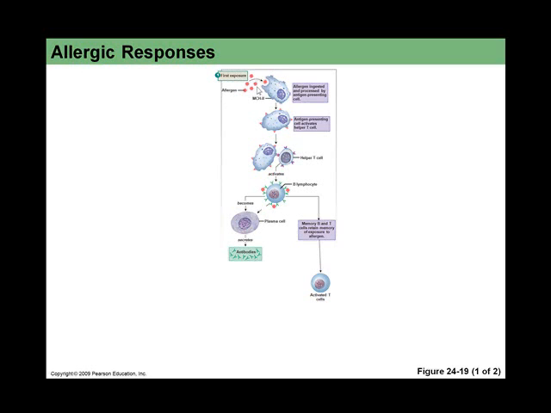With the first exposure, there's the allergen. Looks like a pollen. The allergen is ingested and processed by the antigen-presenting cells. The antigen-presenting cell activates the helper T cell. And here we see the helper T cell again with the T cell receptor, and then it activates the B lymphocytes. And again, the pollen is present here, the allergen.